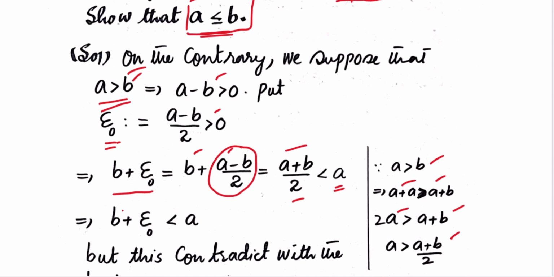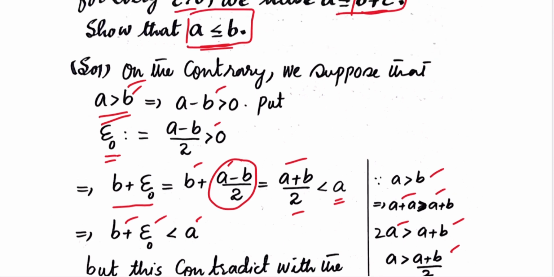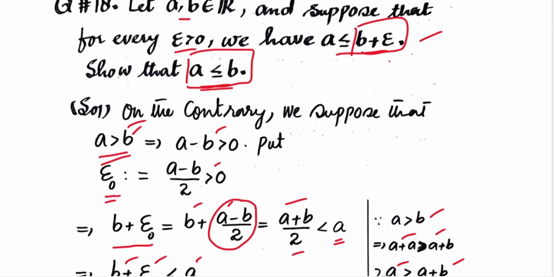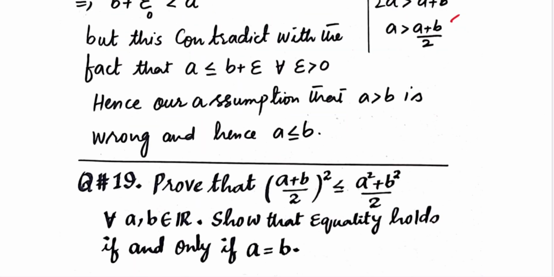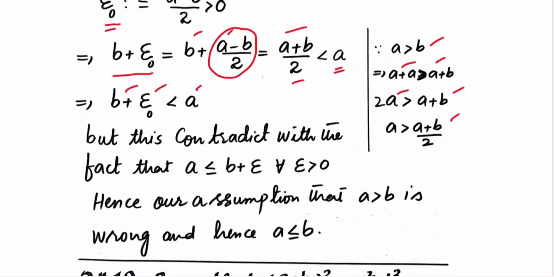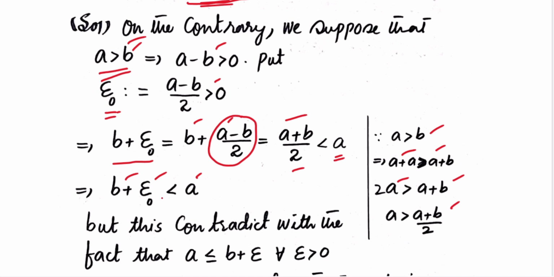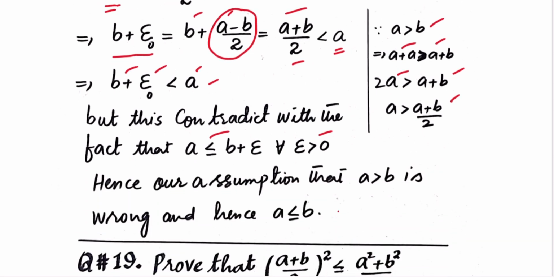This implies b plus epsilon naught is less than a, as epsilon naught is an arbitrary value of epsilon, and it is given that this inequality holds for every positive real number epsilon. But we have the situation that b plus epsilon naught is less than a. So this contradicts the fact that a is less than or equal to b plus epsilon for all epsilon greater than 0. Hence our assumption that a is greater than b is wrong, and hence finally a is less than or equal to b.